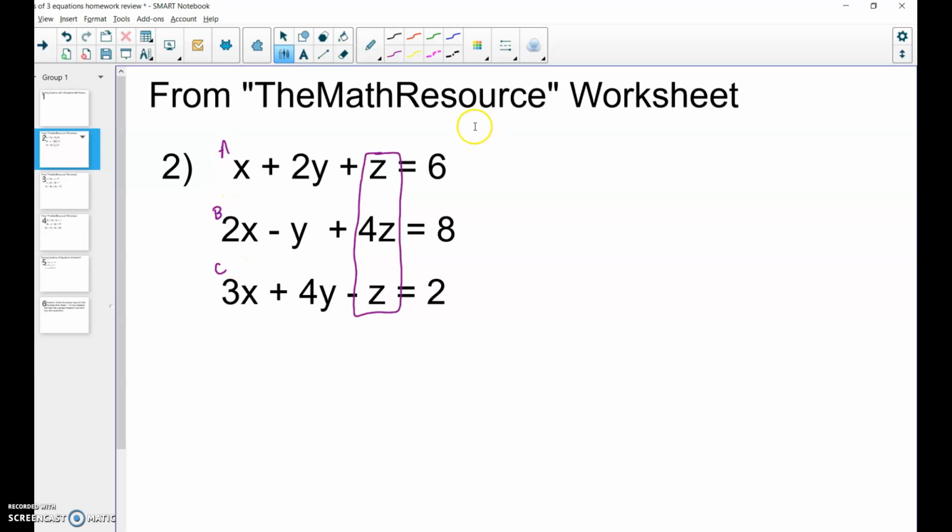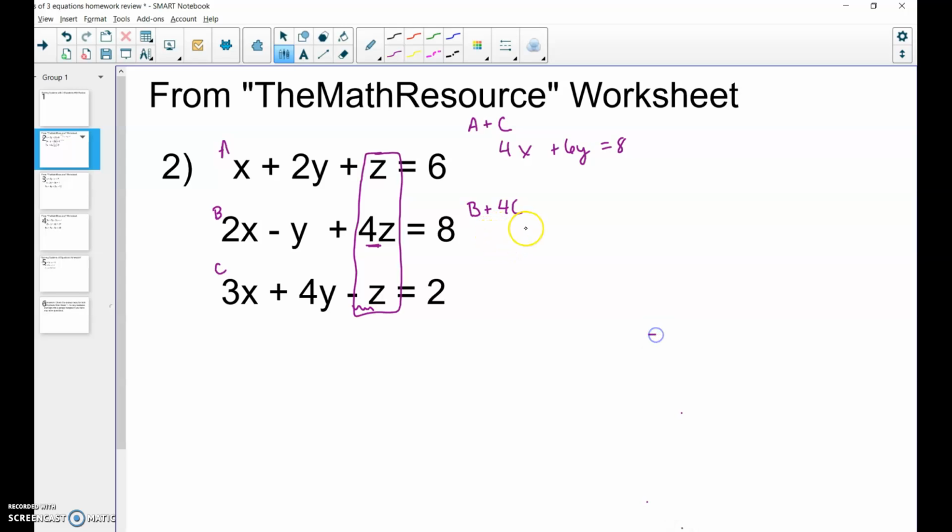So first thing I'm going to do is add A and C together because that will cancel out my z value. So that gives me 4x plus 6y equals 8. Then what I'm going to do is take B. So that has a 4 in front of the z. So I'm adding it to 4 times C. I need to make sure that whatever number comes in front of this z is opposite of the number in front of whatever equation I'm adding it to. So B and C we're adding together, but I need to multiply C by 4.